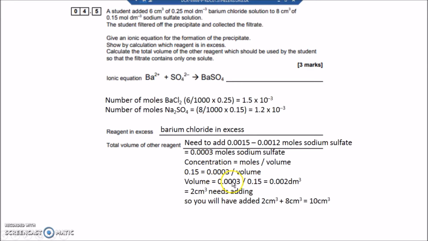So the volume is 0.003 divided by 0.15, which is 0.02 dm3. To get dm3 into a lower unit like cm3, I can multiply by 1000. So 0.002 multiplied by 1000 is 2 cm3 that needs adding. Now if you read the question carefully, it says calculate the total volume of the other reagent which should be used. So I've added 8 cm3 of sodium sulfate to start off with, I need another 2 cm3, so you've got to add 10 in total.